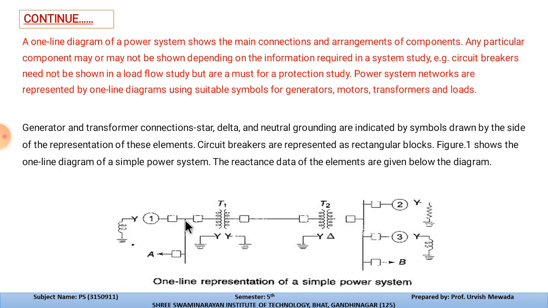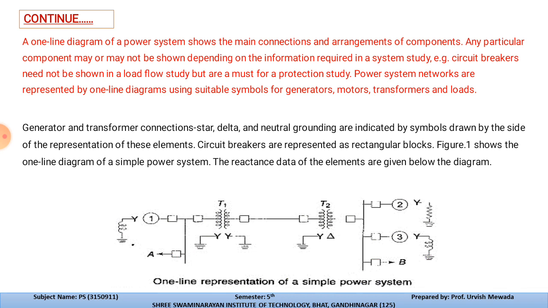So here the one line representation of a simple power system is drawn. You are already aware of the symbols that we have used here in the one line representation of this power system. A one line diagram of a power system shows the main connections and arrangement of the components and the placement of the components. By identifying this one line diagram, we can do fault finding, as well as have specific knowledge and a specific idea about the components and their working function in the power system.